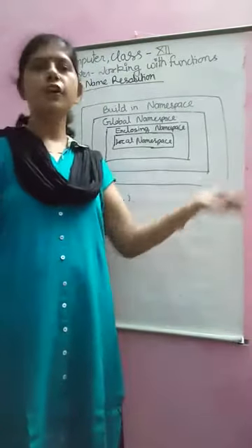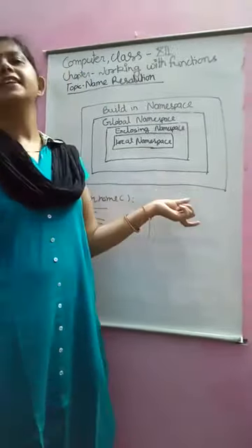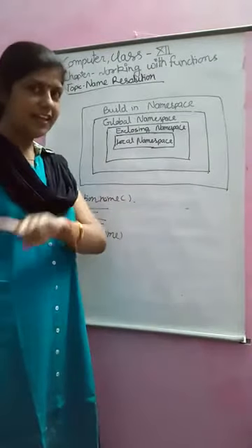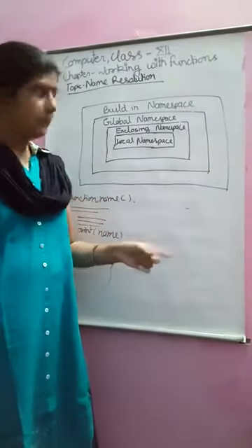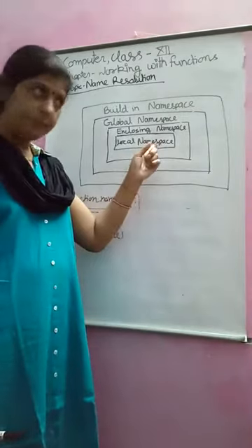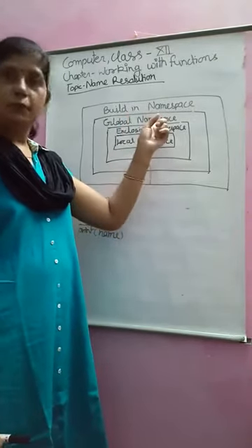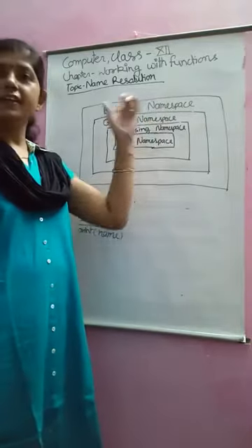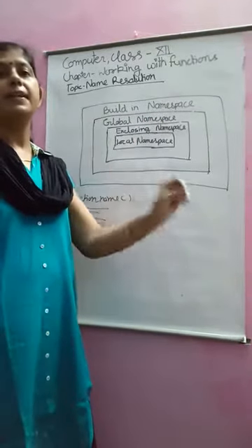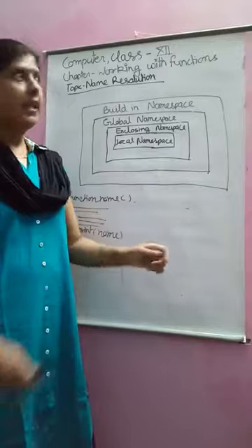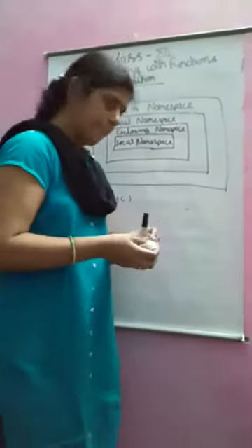If also not there, then it returns an error. What is the error? Variable not defined. It means not defined in the local namespace, not defined in the upper block, not defined in the global one, and not defined in the built-in one. Then the variable is not defined. Now take some examples.